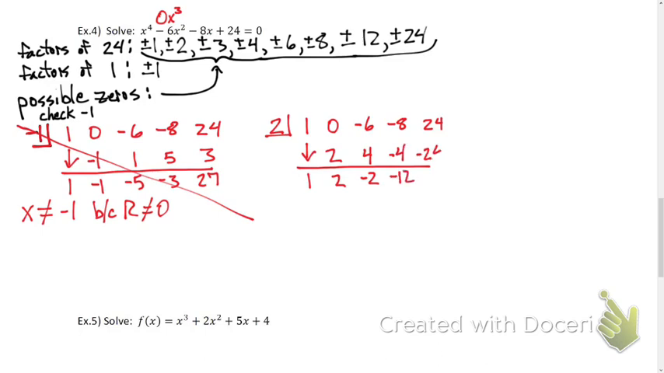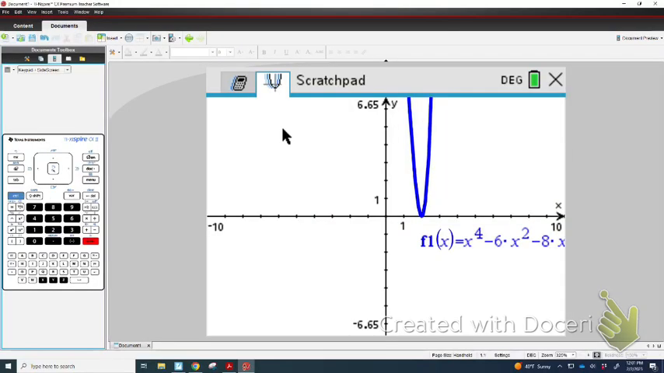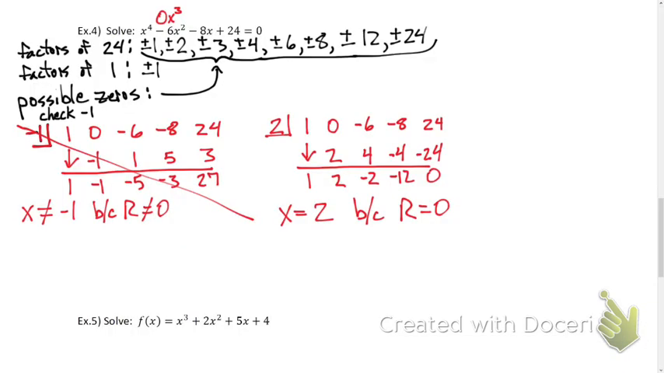And sure enough, look at that. X equals 2 because R equals 0. But something else is important in that graph. It only hits at 2. That means that the other answers are imaginary.